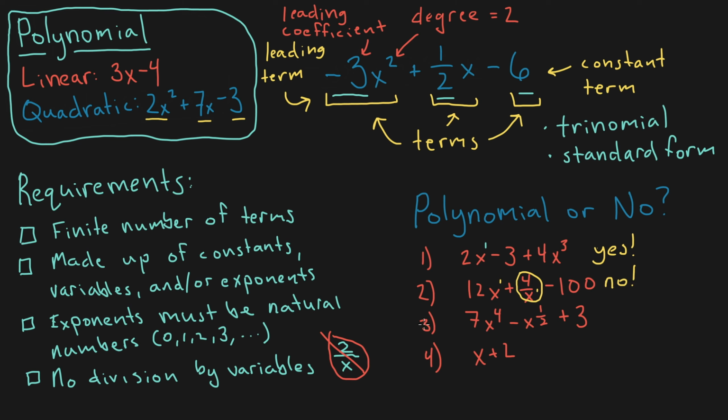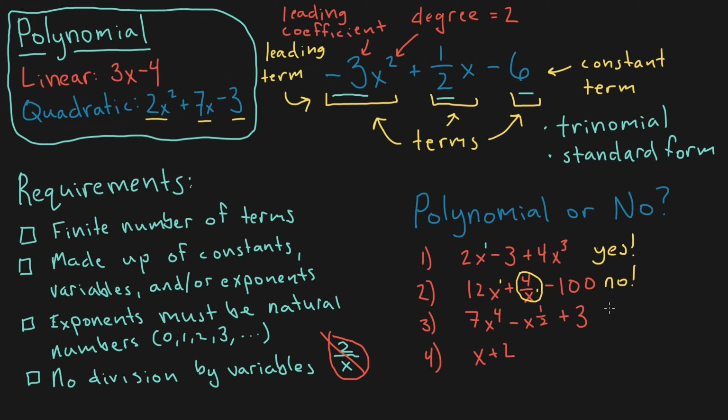Okay, number 3, 7x to the 4th, subtract x to the 1/2 power plus 3. We have a finite number of terms, 3 terms. It's made up of constants, variables, and exponents. Exponents must be natural numbers. There's an exponent of 4, there's an exponent of 1/2. But 1/2 is not a natural number. So this is not a polynomial.